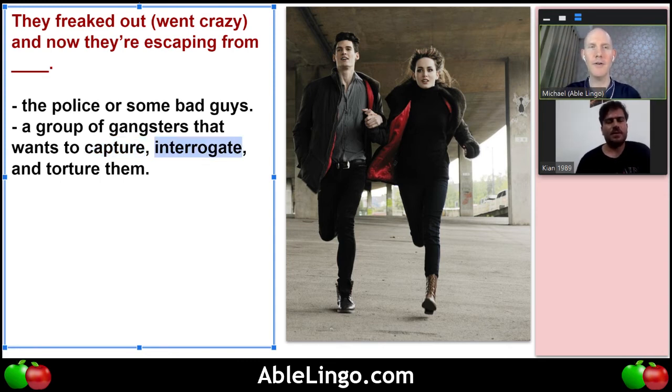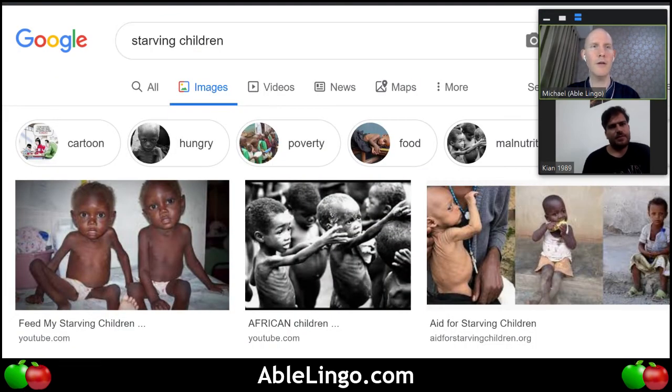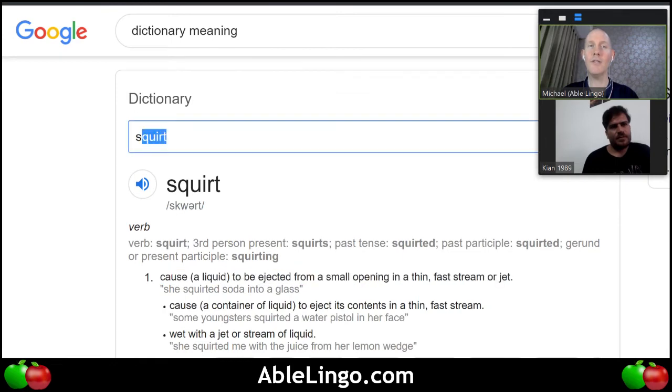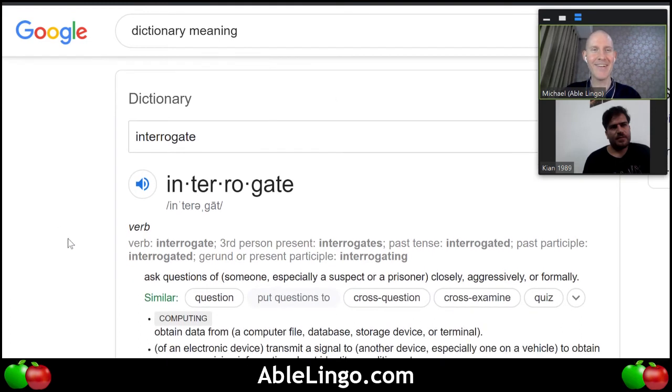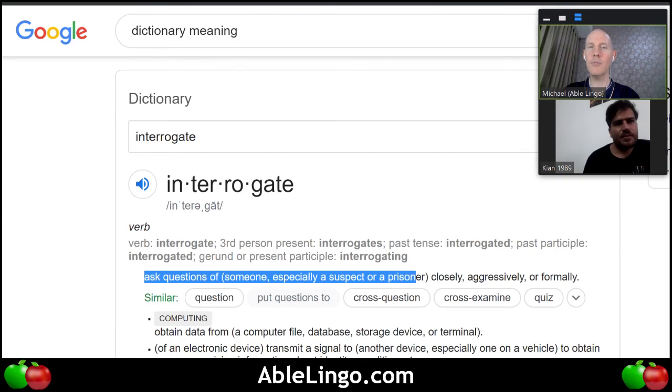Right. All right. Interrogate. Let's see. Looking in the comments if anybody has an idea what interrogate means. Leo Huda says cooperation. It's not quite right. You could cooperate if you're being interrogated, which means that you're working with someone. But interrogate is a word that the police and the military use, and it basically means to question, but in a very intimidating way. Here we go. To ask questions of someone, especially a suspect or a prisoner, closely, aggressively, or formally.